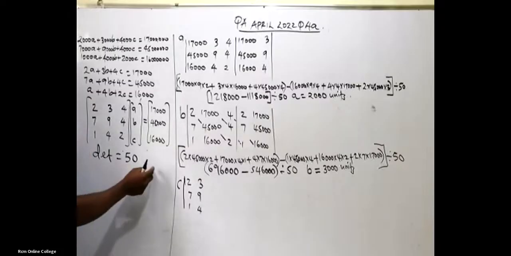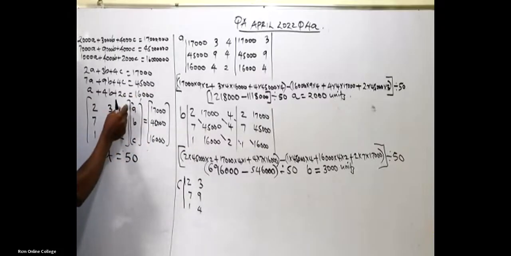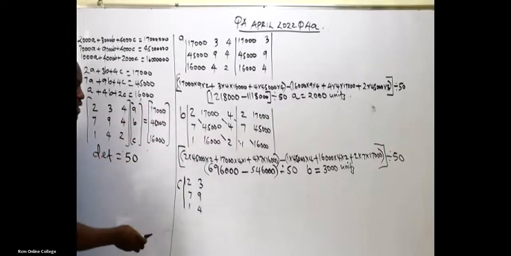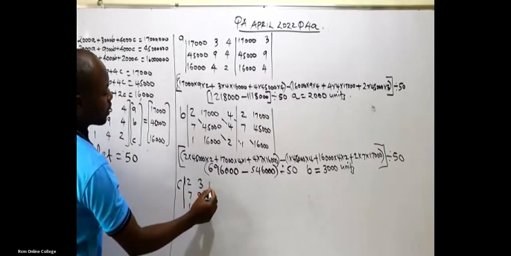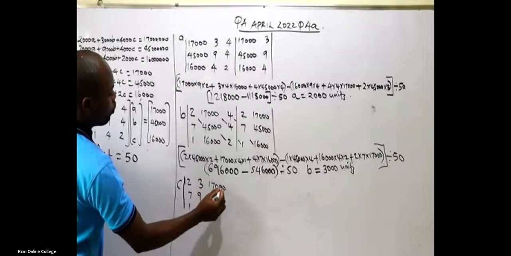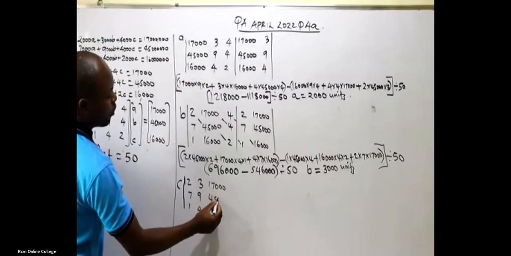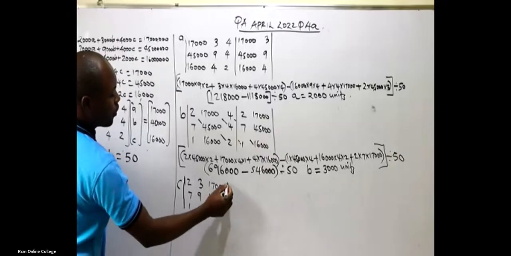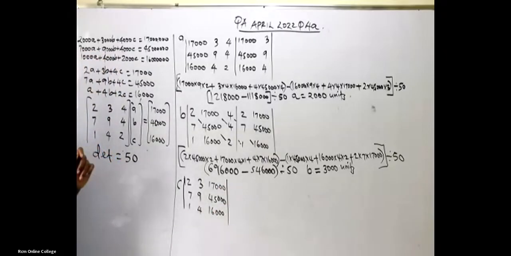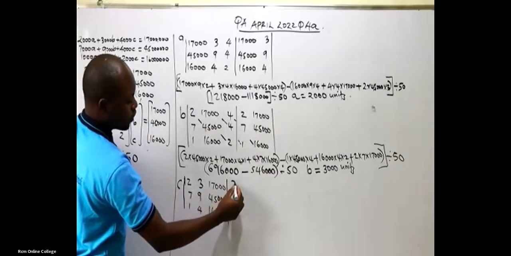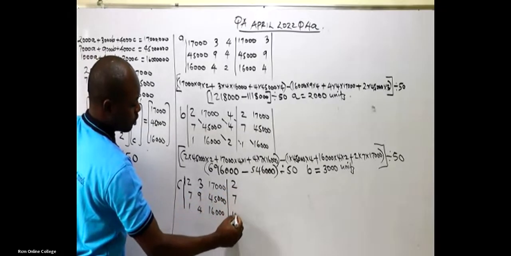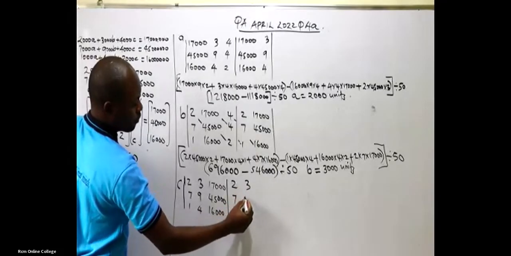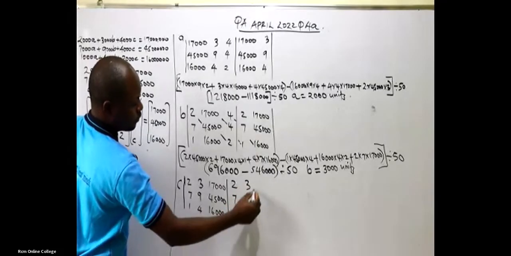The last column, good. For the last one, I'm replacing the last column with the constant. These people have now mastered the procedure. Great. Having done that, I must extract the first two columns to this other side. So 2, 7, 1, then 3, 9, 4.